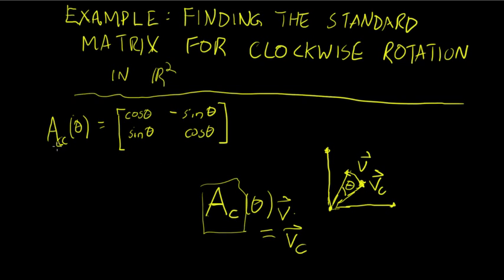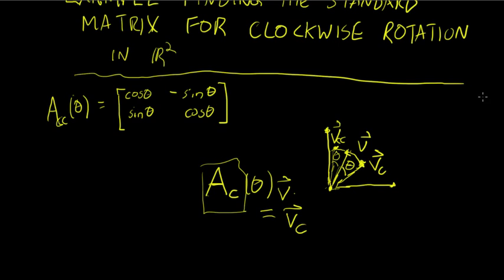In a previous video, we found the standard matrix for the counterclockwise rotation transformation. So we start out with this vector v and we rotate counterclockwise an angle theta. We end up with a new vector v sub cc. And the standard matrix for that transformation is this matrix here: cosine theta, sine theta in the first column, and negative sine theta, cosine theta in the second column. But we want to find the corresponding matrix for the clockwise rotation transformation. So here is how we do it.